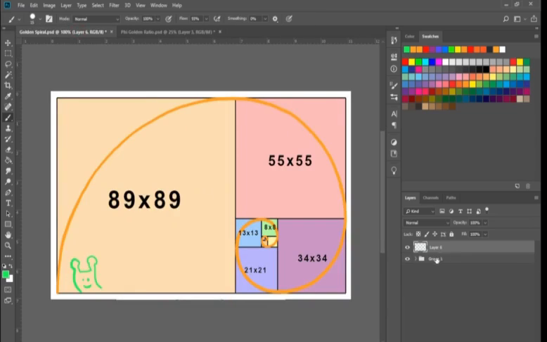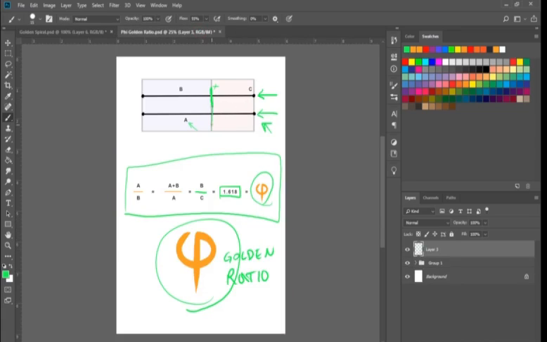So if we go back to our golden spiral here, we can start to put that together. You can see how this square here is divided just like that line here, how this is divided.